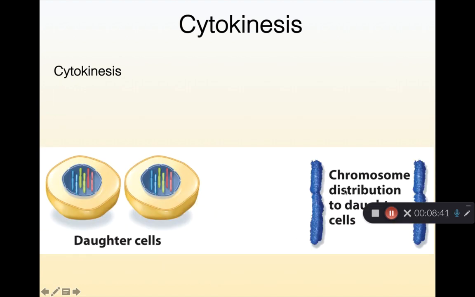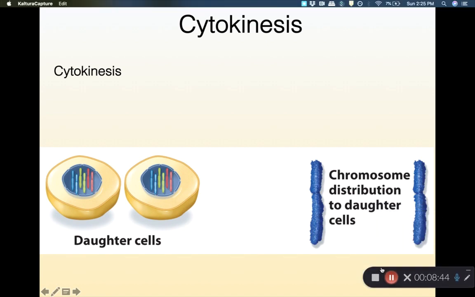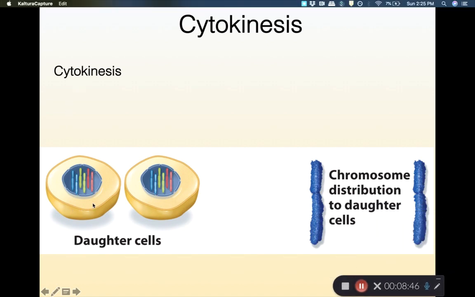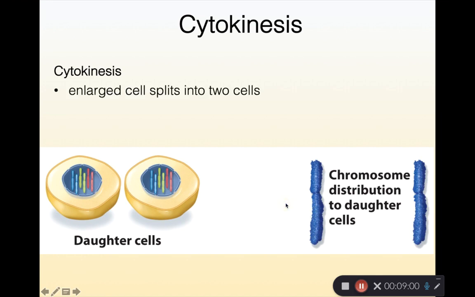So the last step of the division phase is cytokinesis, and that's really when we're actually creating the daughter cells. So this is where the cell pinches off and divides into what we call daughter cells, which are essentially copies of that original cell distribution. And each one has an original chromosome from the other. So again, cytokinesis, basically this enlarged cell that has double the amount of DNA, splits into two, and then each contains one of the original copies of that DNA.